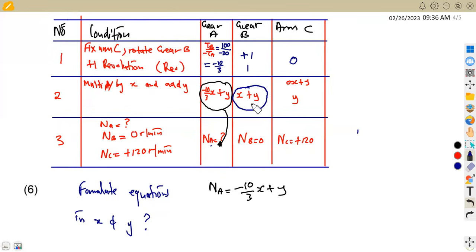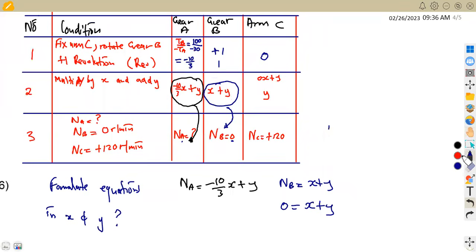You move on to another equation. X plus Y corresponds to NB, which is a 0. So NB is equal to X plus Y, and NB is 0, so 0 is equal to X plus Y. We move on to the last part that we have, which is Y here, which corresponds to NC. So NC is equal to Y, and our NC is 120. So that means Y is equal to 120.